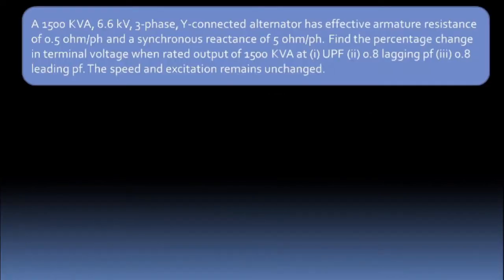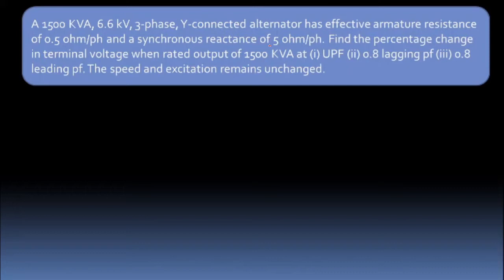So our first problem goes like this. A 1500 kVA, 6.6 kilovolt, three-phase star-connected alternator has an effective armature resistance of 0.5 ohm per phase and a synchronous reactance of 5 ohm per phase. Find the percentage change in terminal voltage when the rated output of 1500 kVA is delivered at three load conditions: first, UPF, unity power factor; second, 0.8 lagging power factor; third, 0.8 leading power factor. The speed and excitation remain unchanged.